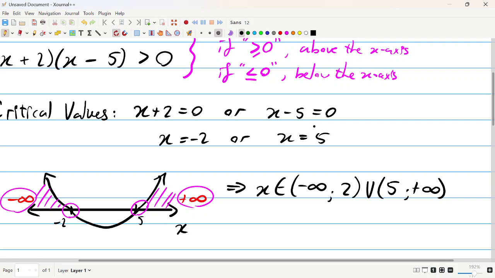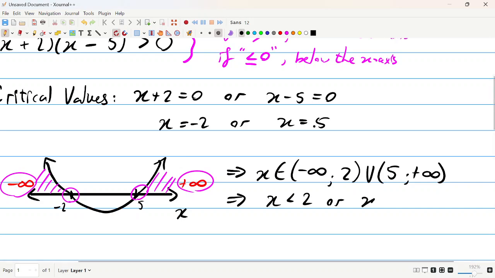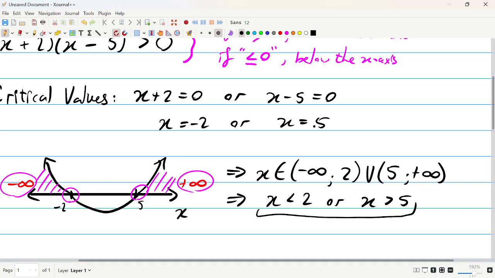Obviously, you could either say that, or you could say it in the form of inequality signs, and you can say x is going to be less than 2, or x is greater than 5. This is also another way that you can say it. Okay. So those are the 2 ways you can say it. If you use this method, that's how you do it. If you use this method, this is how you do it. We do another example and we can call it a day.